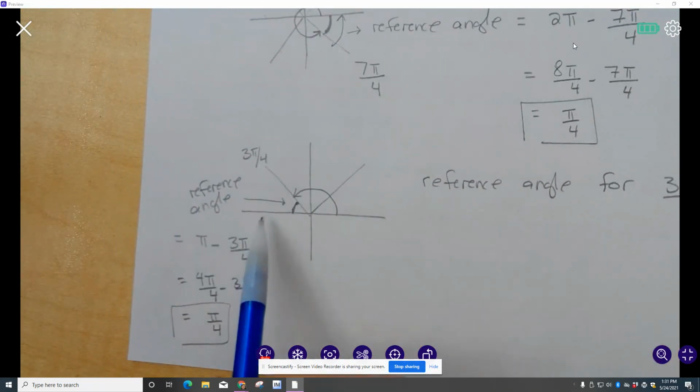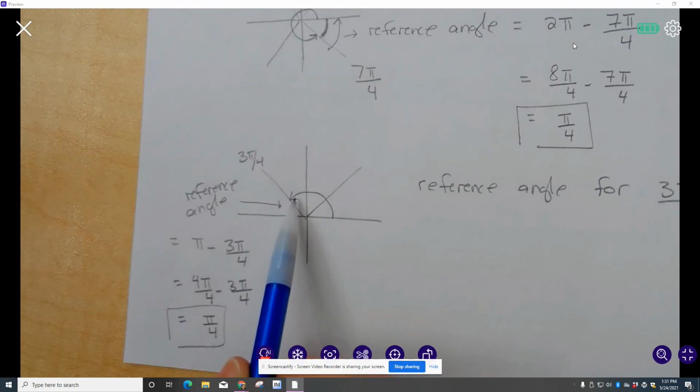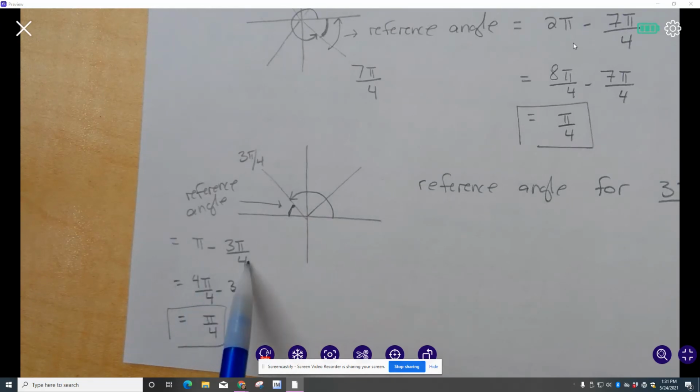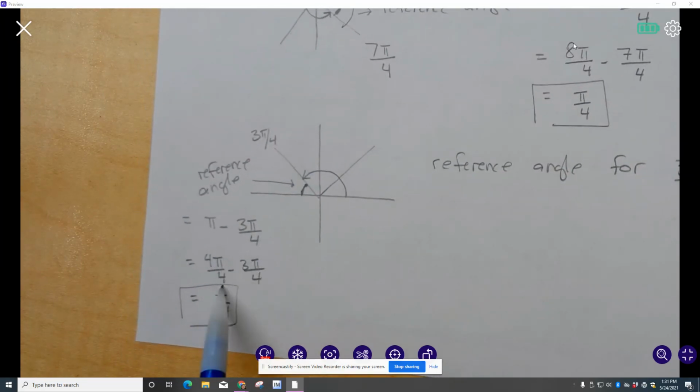For this one, I know if I go halfway around, that's pi. So I want to do pi minus 3 pi over 4. Here's my common denominator, and I end up with pi over 4 again. Hopefully that helps. If it does not, let me know and we can do a Google Meet and do a couple more examples.